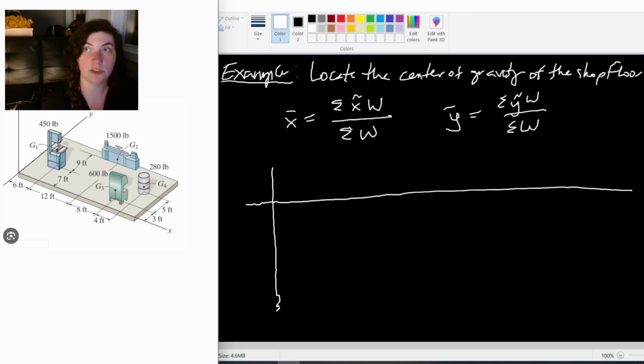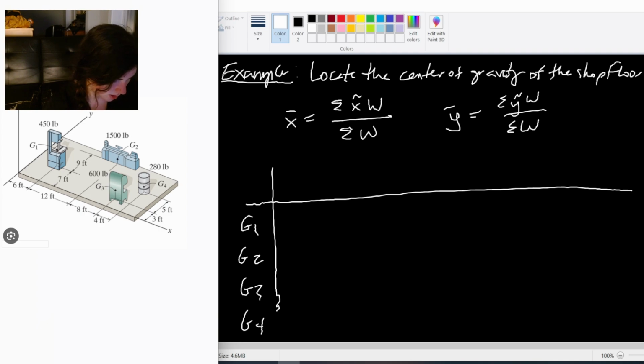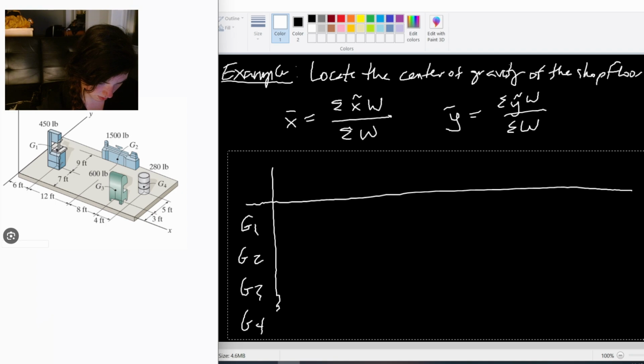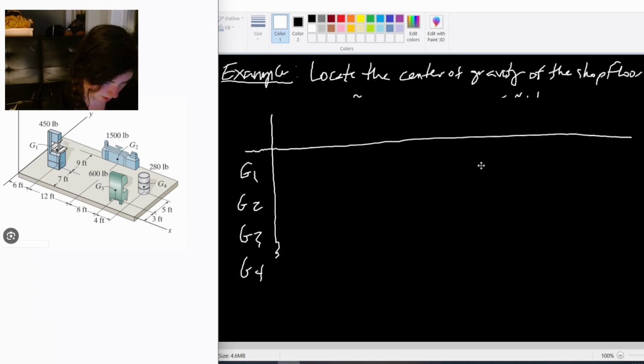That might be a little bit too low. I might need to move that up. But we'll stick with that for now. So our G1, G2, G3, and G4. I was wrong. I'm going to move it up right now. Our X bar and Y bar can come hang out later.